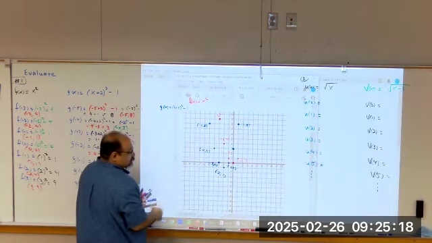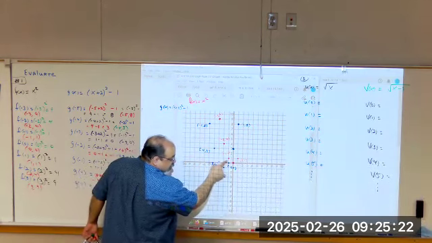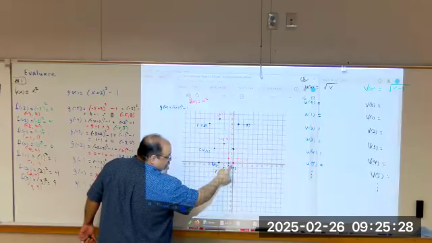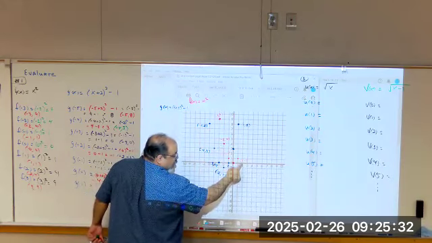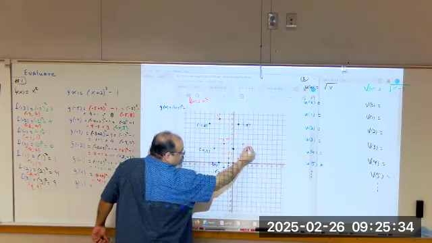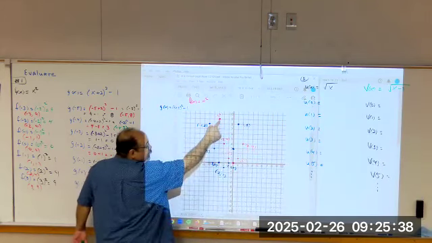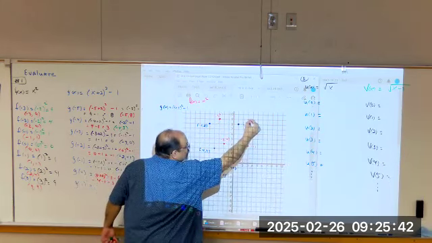Likewise, we should also have symmetry on the red one. 1 to the left of the vertex is 1. 1 to the right is 1. If we go 2 to the left of the vertex, we get 4. So if I go 2 to the right, that should be a 4. When we went 3 to the left, we got 9. When we go 3 to the right, we get 9.